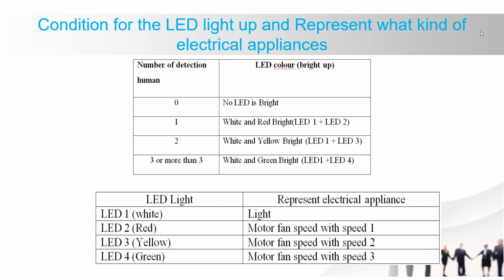LED 1, white, represents the light. LED 2, red, represents the motor fan with speed 1. LED 3, yellow, represents the motor fan with speed 2. LED 4, green, represents the motor fan with speed 3.